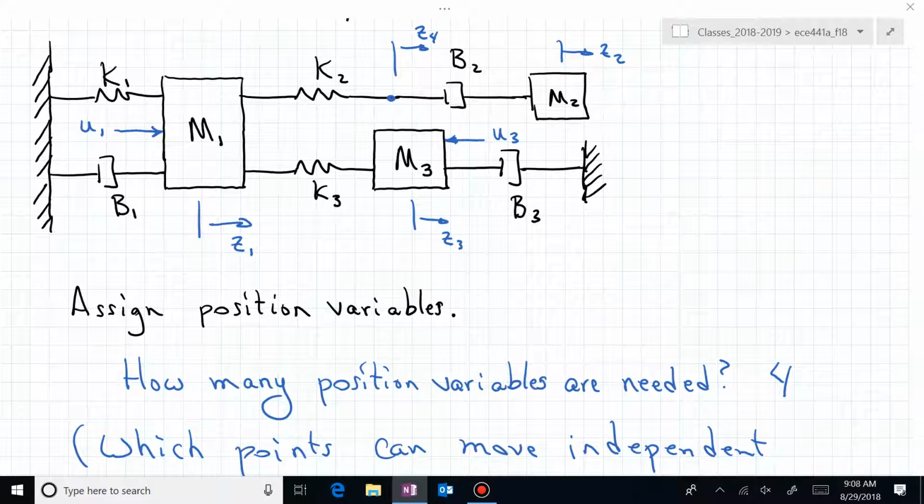How many free body diagrams then are we going to need to determine the dynamics or the equations of motion for this system?